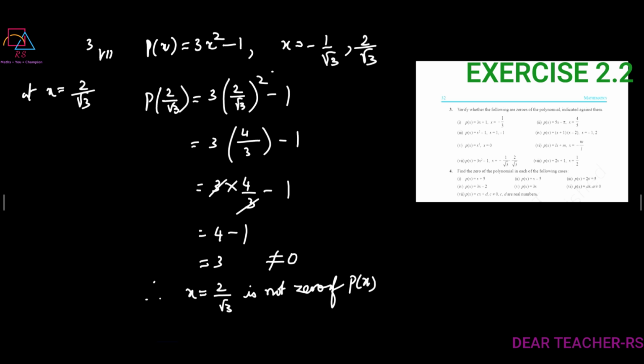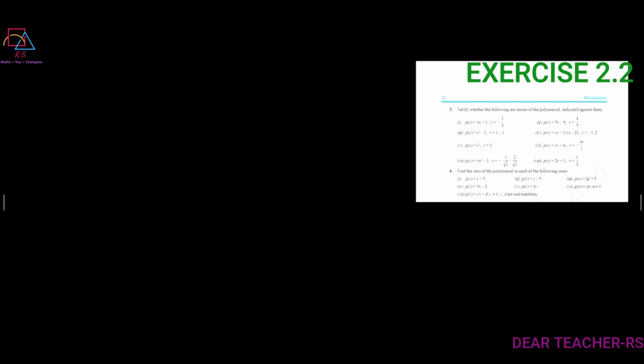Now let us go to question number 4. Question number 4 says find the zero of the polynomial. That means you have to find out the zero of the given polynomial. Okay, this is the concept. Now first question.